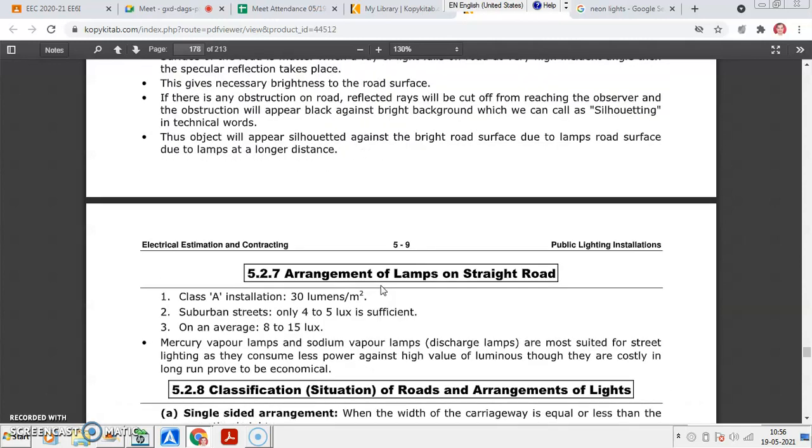Then you may have the arrangement of lamps on a straight road. Class A installation, 30 lumens per meter square. Then you may have suburban streets, 4 to 5 lux, it is sufficient. On other averages, 8 to 15 lux. Mercury vapor lamps, sodium vapor lamps, we have seen. Now we are having LED, no option, we are using the LED lamps.